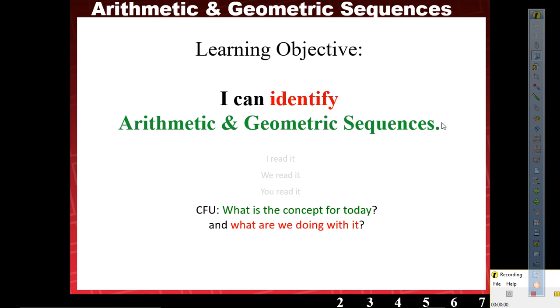Once again, title your paper, your notes, Arithmetic and Geometric Sequences. Arithmetic and Geometric Sequences. Can you read us the objective?